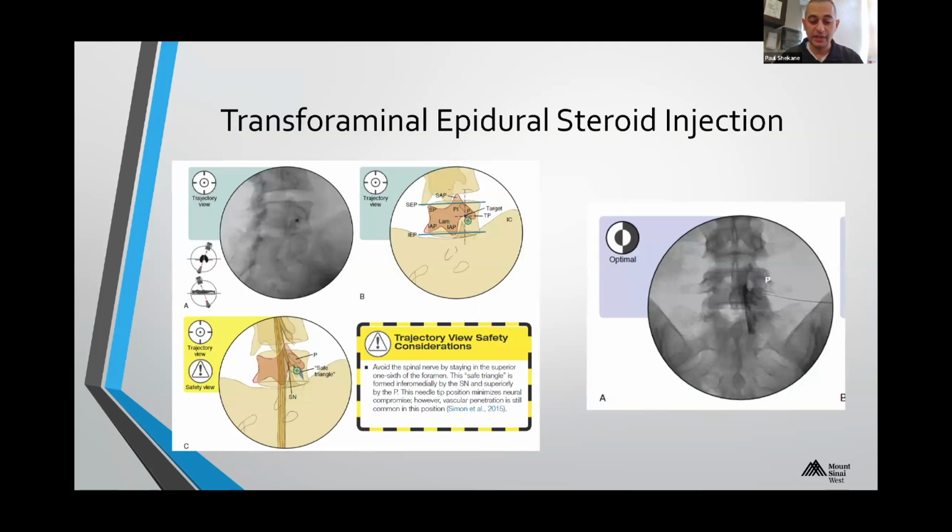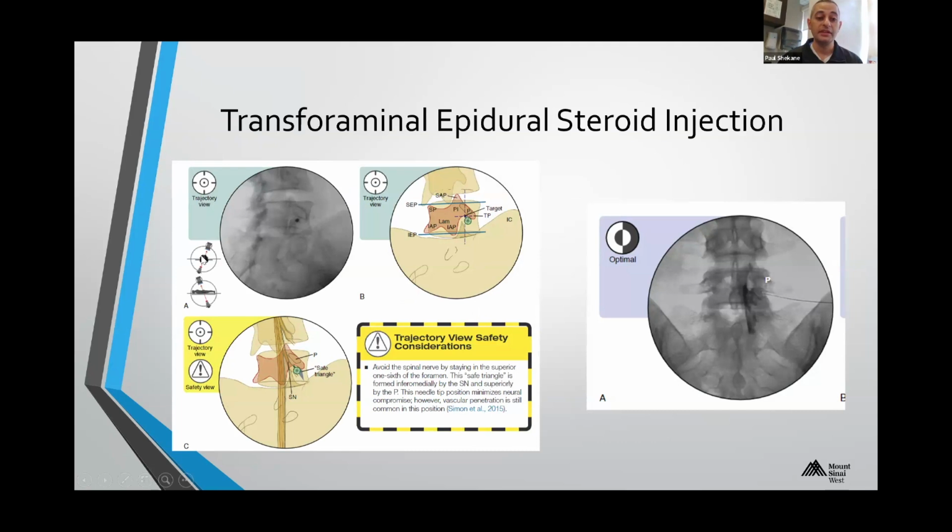The second technique of the epidural steroid injection is the transforaminal approach. And again, as the name implies, we are accessing the epidural space at the intervertebral foramen where the nerve roots are coming out from the central canal.